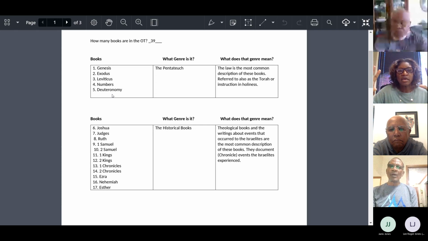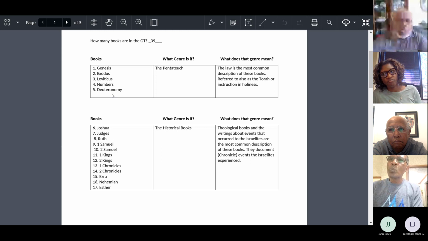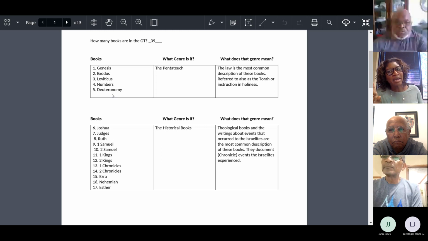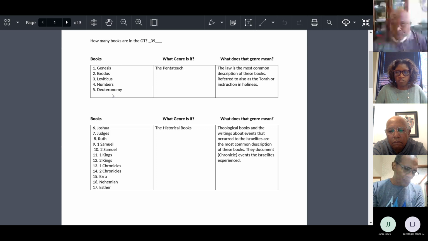Let me just say this real quick. Why do you think that the Creator God was giving them a lot of laws and rules in the beginning? What did we talk about last week? What happened last week in Genesis? I was going to say, Professor, that he wanted them to be a priestly tribe. He wanted them to be an example for the entire world.